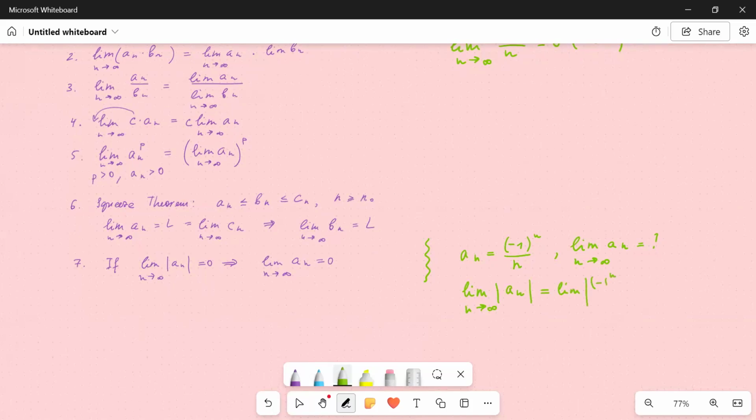And the absolute value of this number is going to be what? (-1)^n over n. If I take the absolute value, the -1 disappears, and that's going to be the limit of 1 over n as n goes to infinity, right? The limit of 1 over n as n goes to infinity is 0, right? Which means that if the absolute value goes to 0, then the original limit is going to be equal to 0.